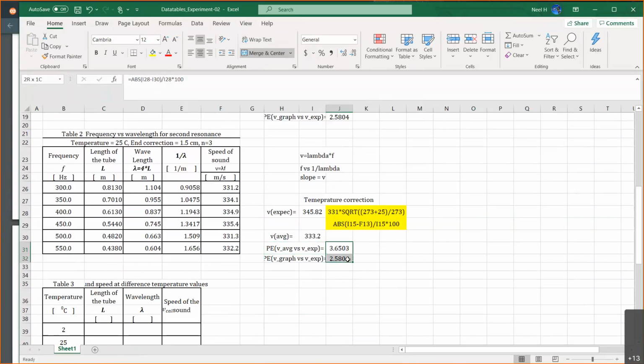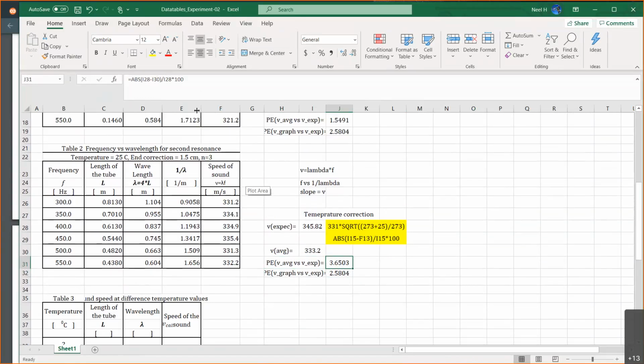Then these two I need to do, okay, these two are not correct. Now this is the average. Let's see, average versus expected. Let's do that calculation. Equal sign, ABS, parentheses, expected minus average, close bracket, divide by expected, multiplied by 100. 3.65 is still okay. And to get the graph value, I have to do a graph first, right?